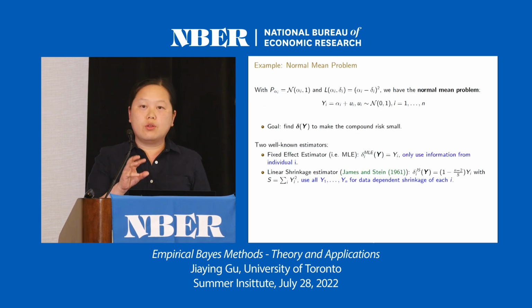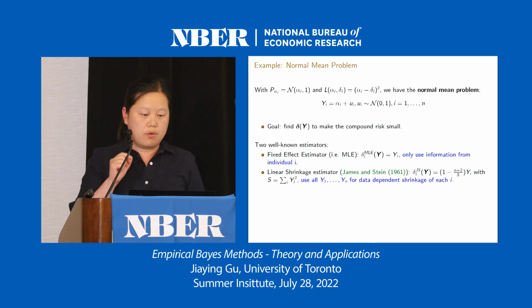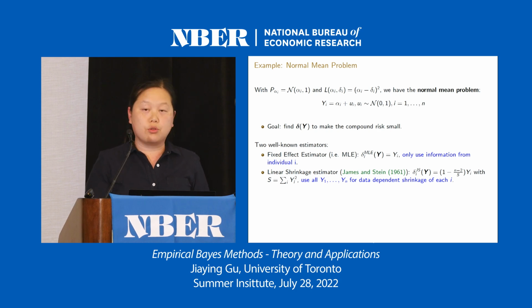So let's zoom in to the so-called normal mean problem. Let's specialize the distribution P to be normal. And here I have simplified the variance to be the same across individuals. This is the homogeneous variance assumption, which is strong, but I will relax that later. And let's use the commonly used squared error loss. For that, our goal is to come up with an estimator that tries to make the compound risk small.